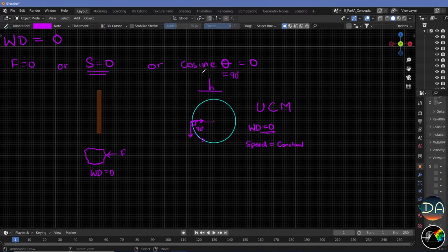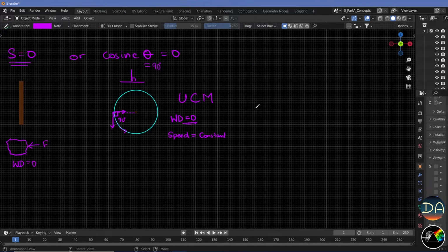Another example for when cosine of theta is equal to zero is when a porter or a coolie is walking with luggage on their head. So imagine this is some luggage. The luggage has some weight in the downward direction, and to make sure that this does not fall down, the porter or the coolie has to apply a force in the upward direction that balances this out. However, there is no motion in the upward direction because the bag remains in the same position.